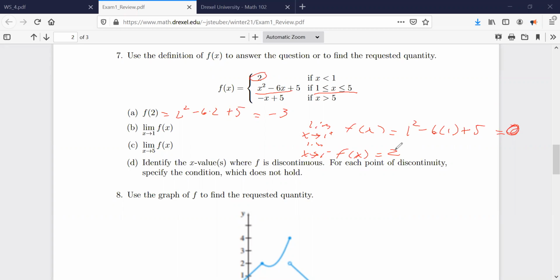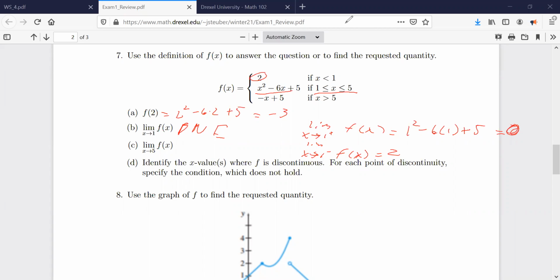What does it mean if I have a different left limit and right limit? The limit doesn't exist. Exactly. So the limit there does not exist. And then what about the third one?